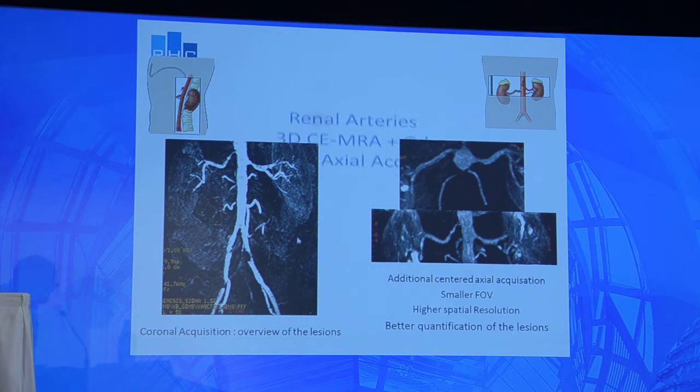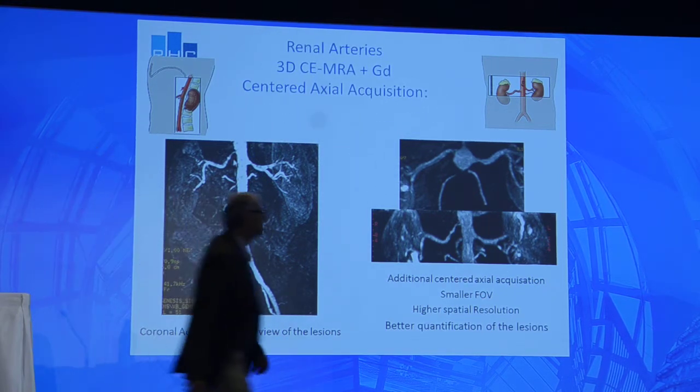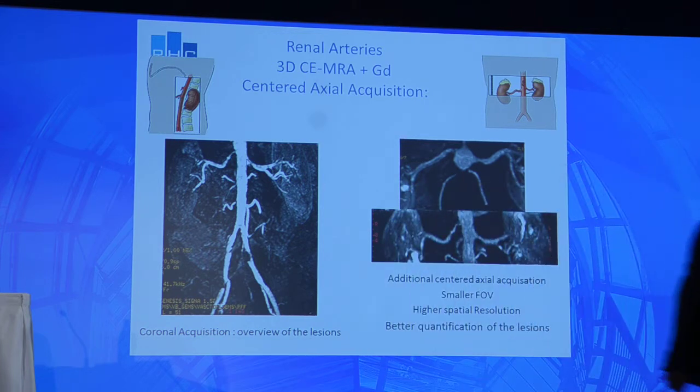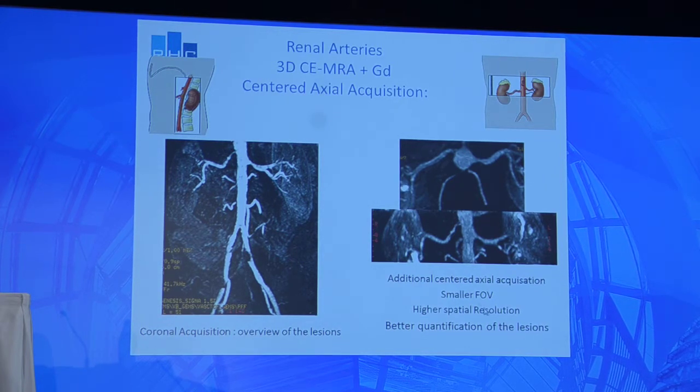So this is some short example of coronal acquisition with an MR angiography sequence, gadolinium enhanced. So you do first coronal acquisition, and then you focus additional central axial acquisition on a smaller field of view to have a better look at the stenosis.